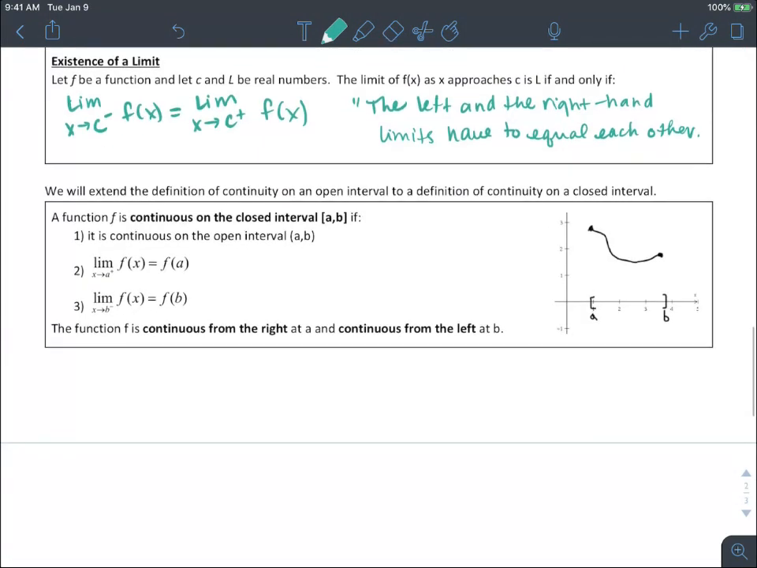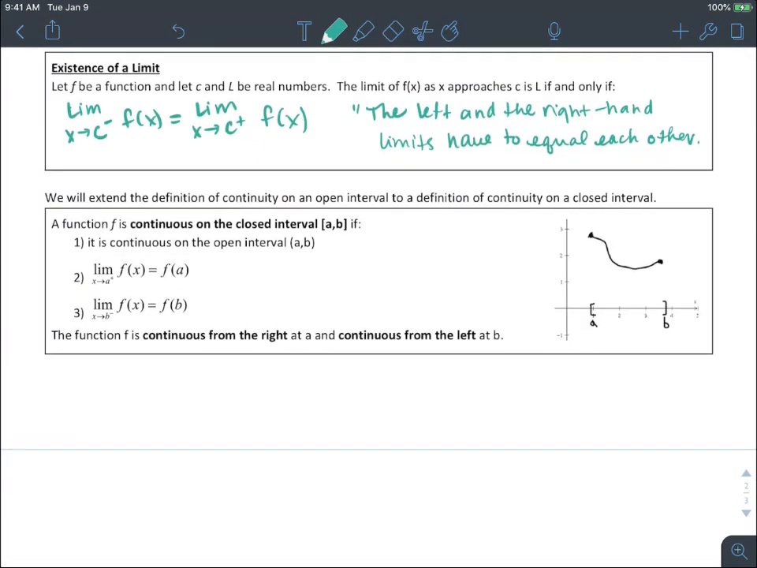We can use this information to extend our definition of continuity on an open interval to a definition of continuity on a closed interval. So brackets, from like 1 to 5. Okay. So here's what I know. If the function is continuous on the open interval a to b, so in between a to b, if this whole part is continuous, and the limit of f of x as x approaches a from the right is equal to f of a.